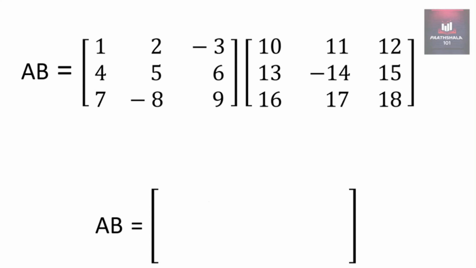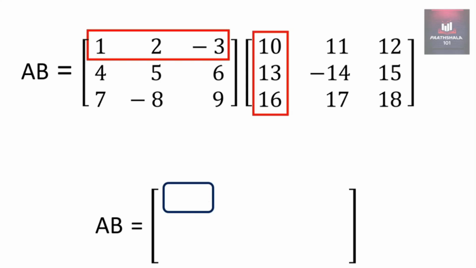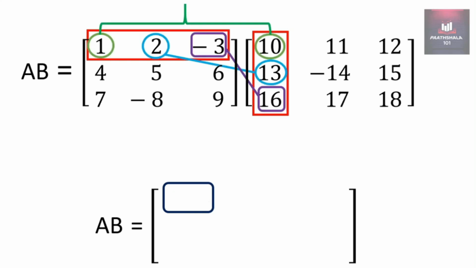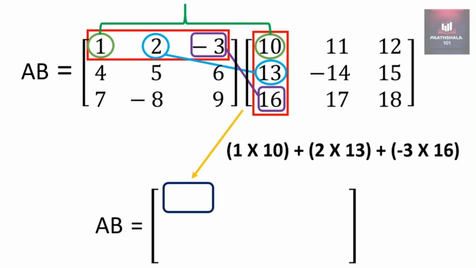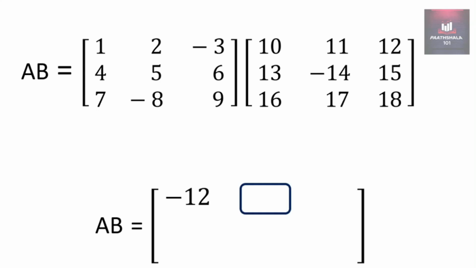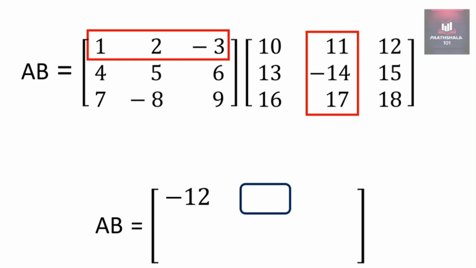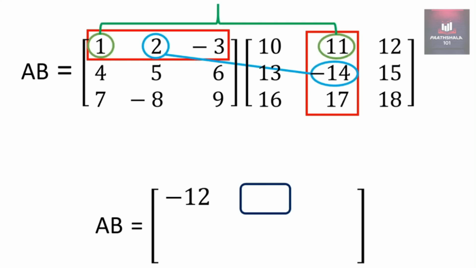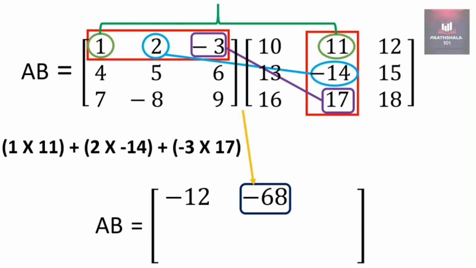Now let's understand how to multiply two matrices. For the first row, first column of AB, we will select the first row of A and the first column of B. So it will be 1 into 10 plus 2 into 13 plus minus 3 into 16. That comes to minus 12. For the first row, second column of AB, we will select the first row of A and the second column of B. So it will be 1 into 11 plus 2 into minus 14 plus minus 3 into 17. That will come to minus 68.